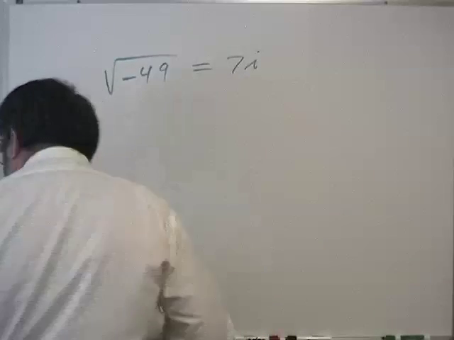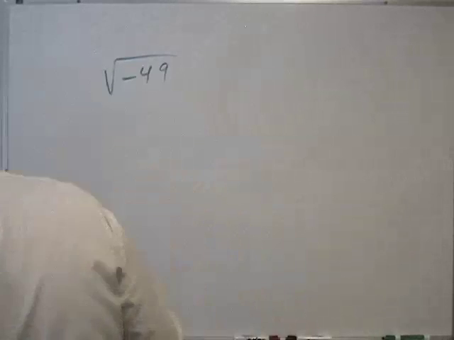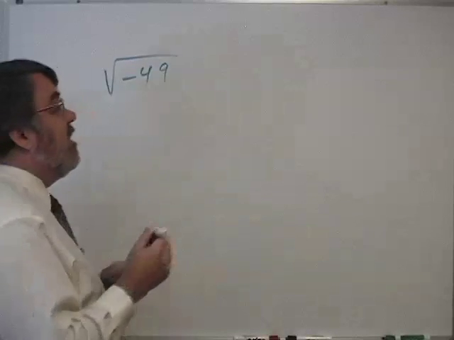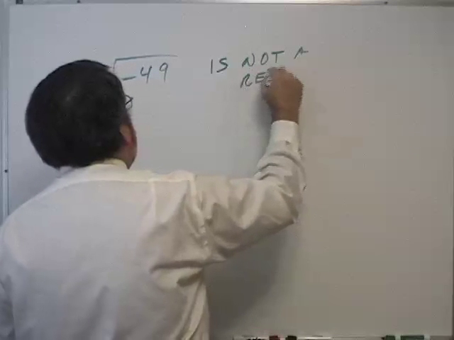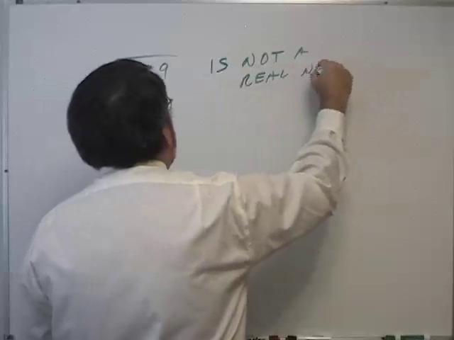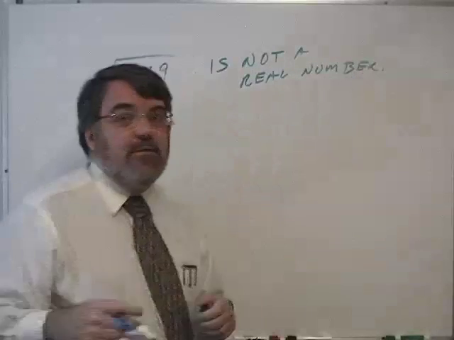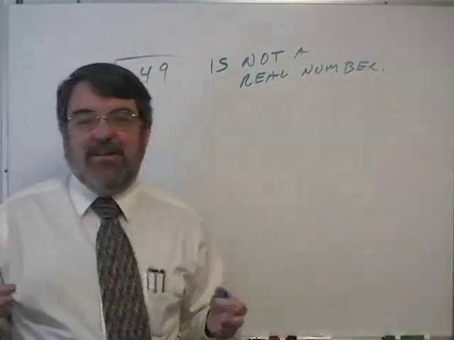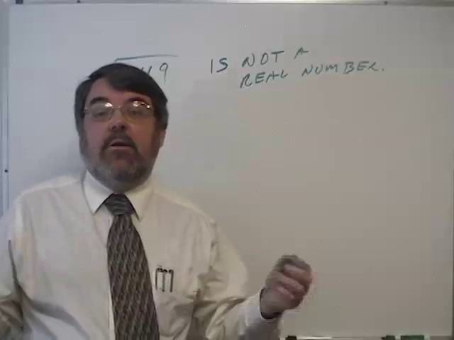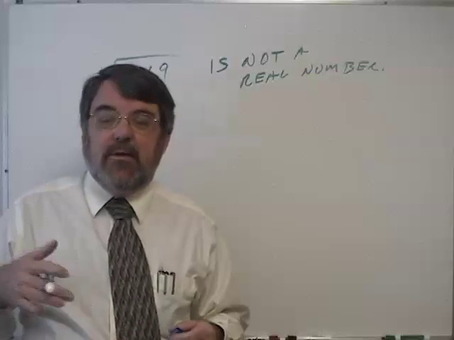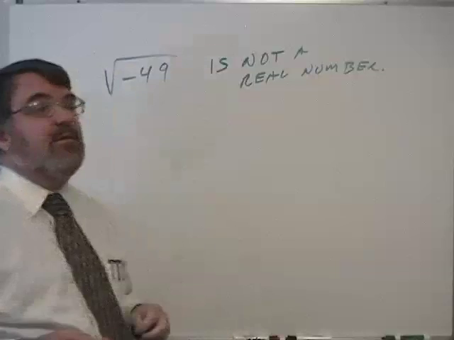But we could say right now that the square root of negative 49 is not a real number. And again, it doesn't mean you can't do it. We just haven't introduced the mathematical language to do it yet. On almost any calculator, if you try that, you'll get an error message. Only the most advanced graphing calculators will actually do this.